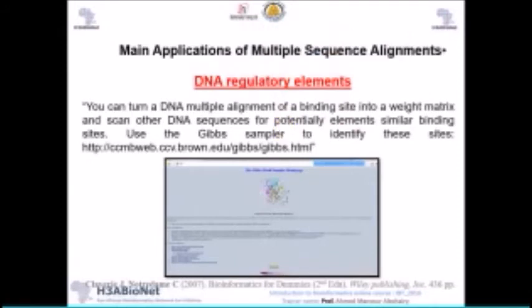The DNA regulatory element search is also very important, and as we said before, there are many programs that can do this, like Gibbs sampler. In this situation, we are identifying regulatory elements, for example for gene regulation and expression. We can use this kind of program to find multiple sequences, for example promoter regions, TATA box, and the gene that is controlling this gene. There are many programs for that, for example Gibbs sampler, and this is the link for it. It is looking for DNA regulatory elements.